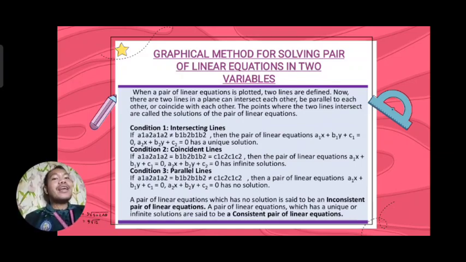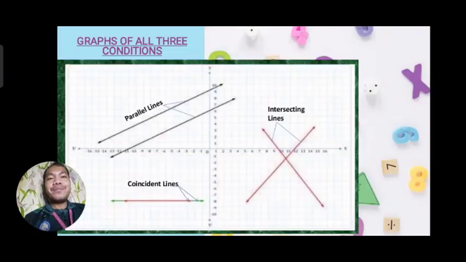So that's it. A pair of linear equations which has no solution is said to be an inconsistent pair of linear equations. A pair of linear equations which has a unique or infinite solution is said to be a consistent pair of linear equations. So yeah, that's it. Now let's proceed to the graph of all three conditions.